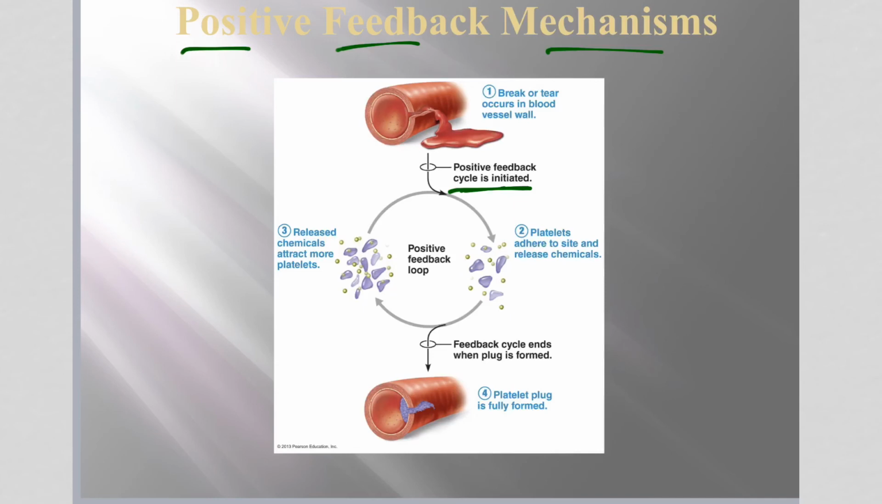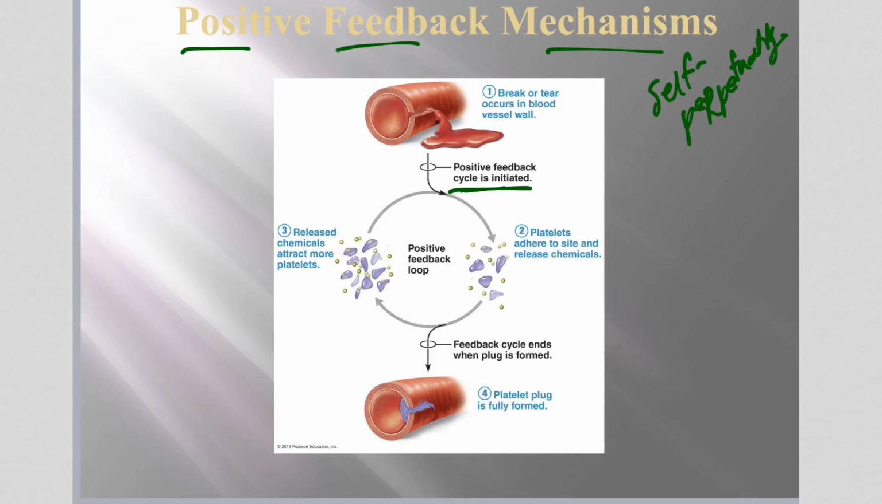The two best examples of a positive feedback mechanism are blood clotting, which you see here, and labor contractions. Another way to think about positive feedback mechanisms is that they're self-perpetuating. So they keep going once they're initiated until the end result is achieved.